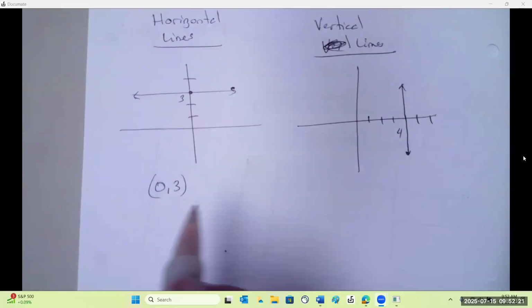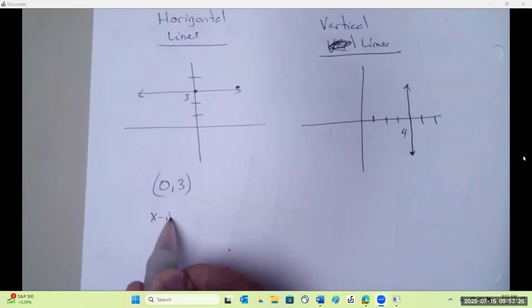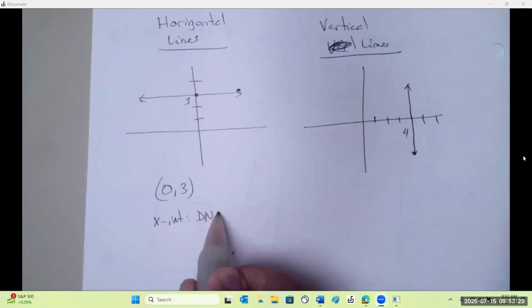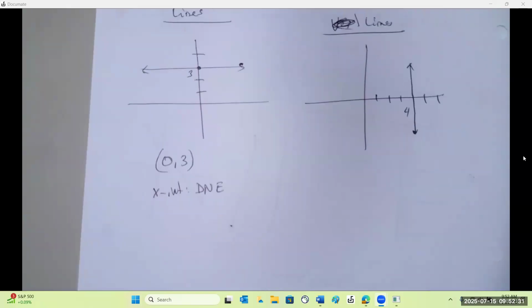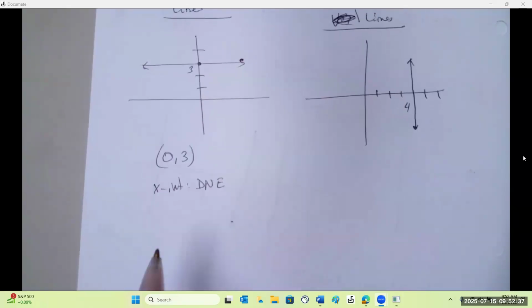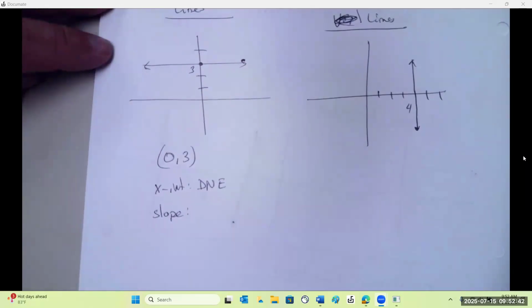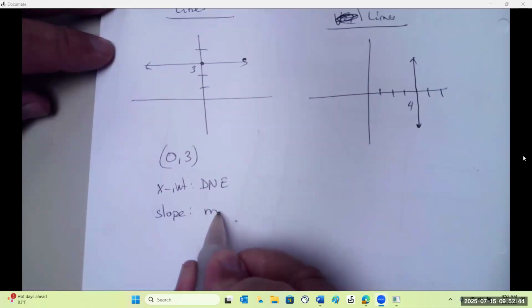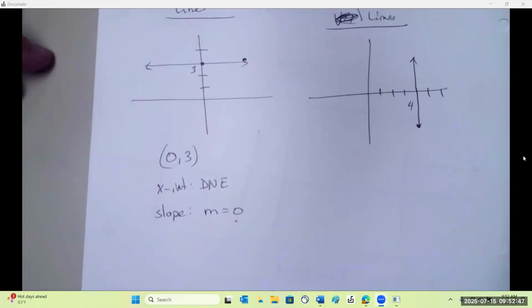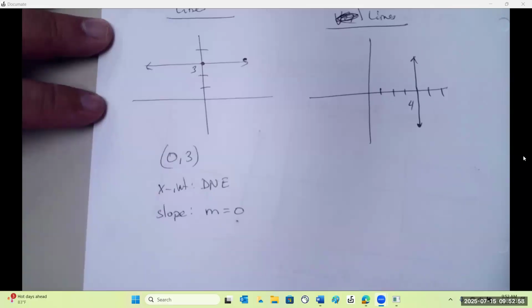What's the x-intercept? Does not exist on a horizontal line. We're looking at this one still. What's the slope? Zero. So whenever you see a slope equals 0, you know it's a horizontal line. Or conversely, if you see a horizontal line, you know the slope is 0. And I'll show you why in a second.